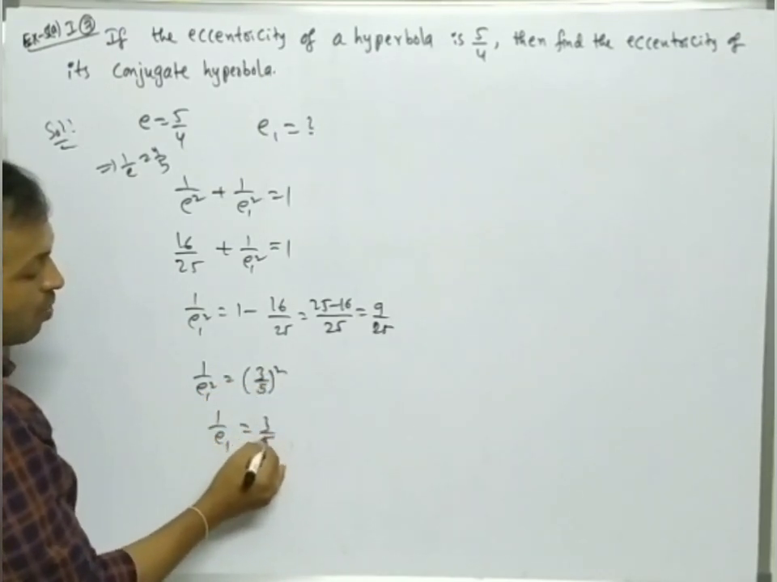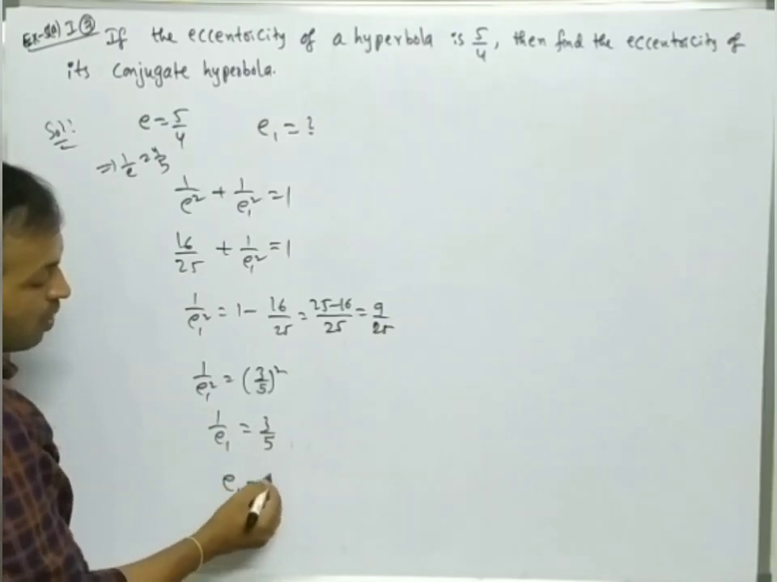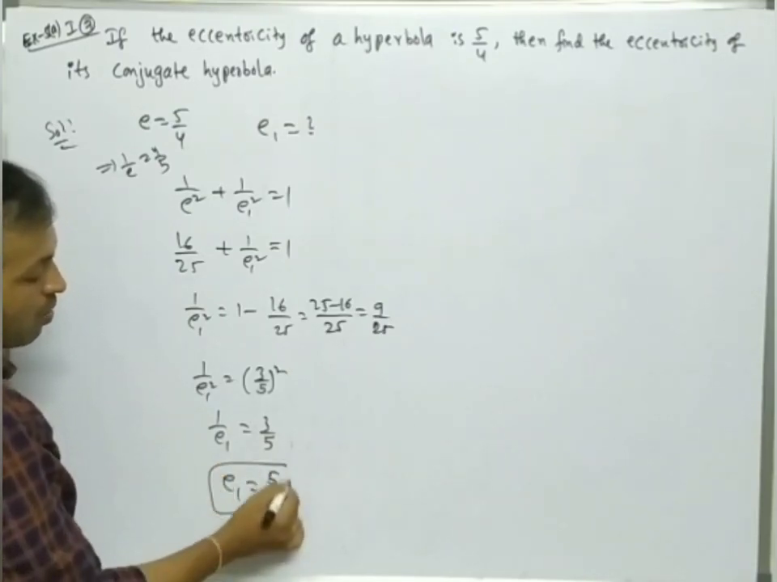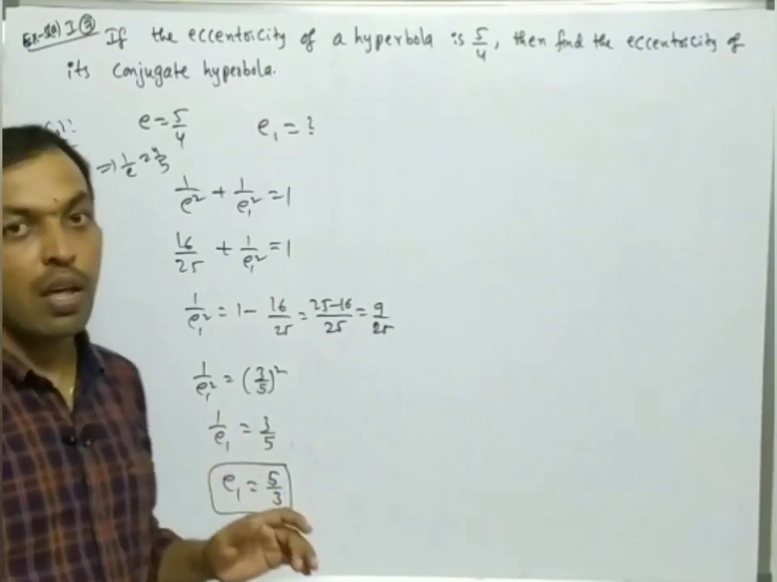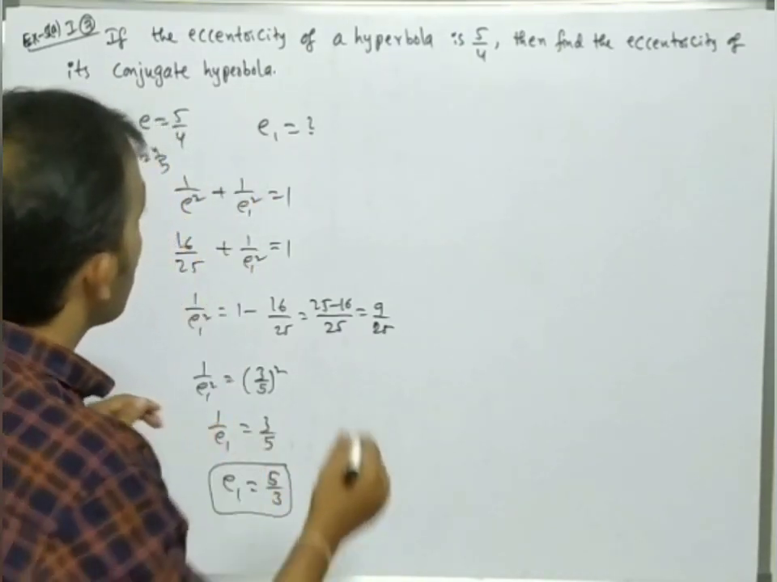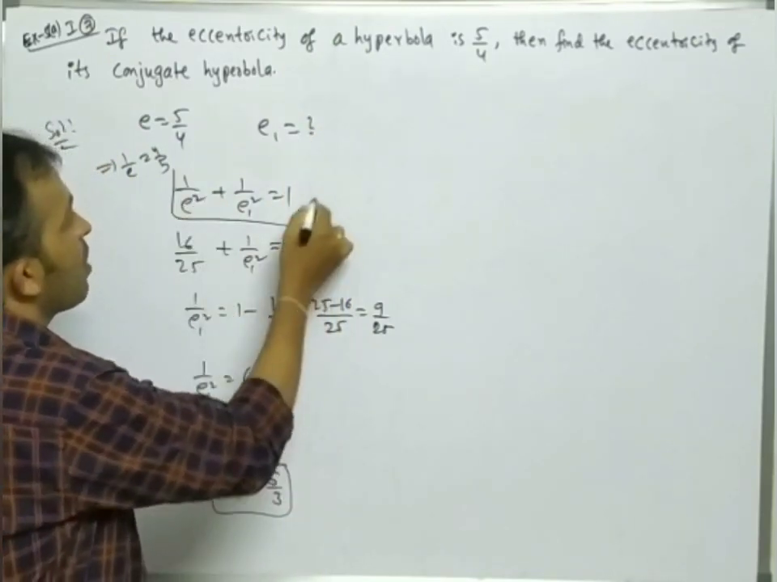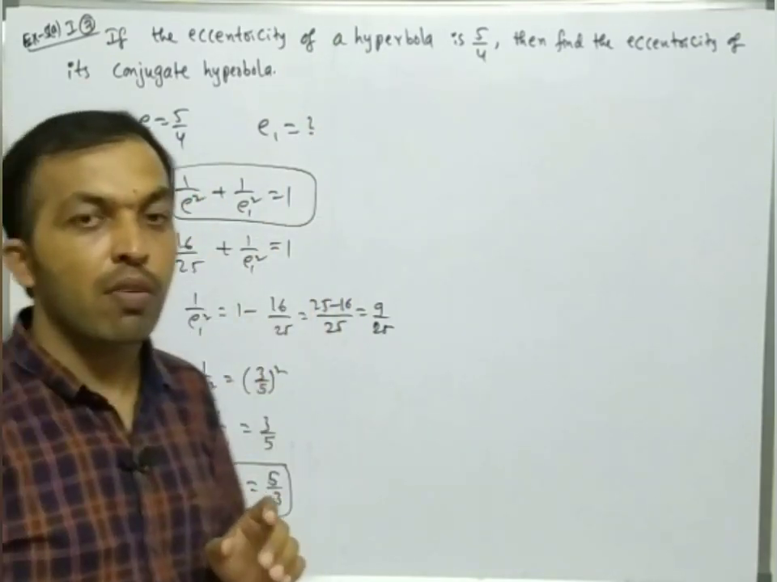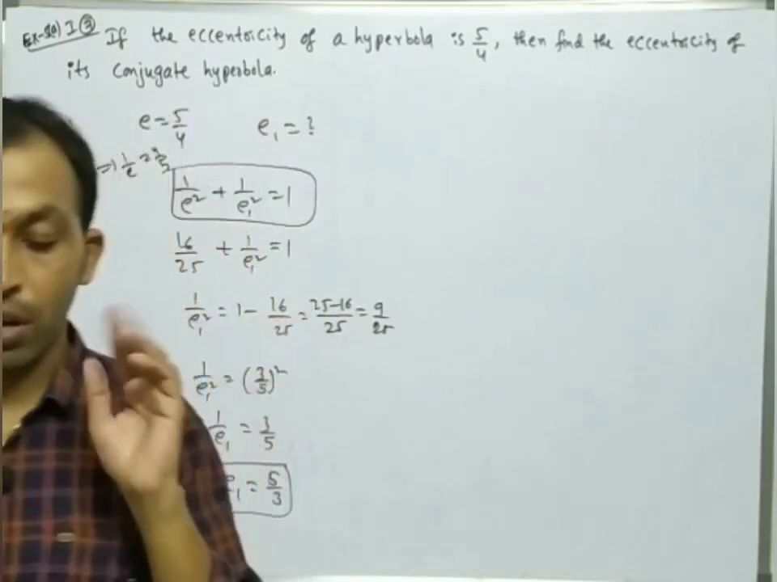1 by e1 is equal to 3 by 5. Then e1 is equal to what? 5 by 3. So this is the eccentricity of the conjugate hyperbola of the given hyperbola. To solve this problem, you should remember this condition, that is 1 by e square plus 1 by e1 square is equal to 1.